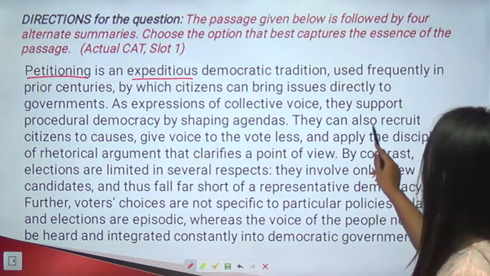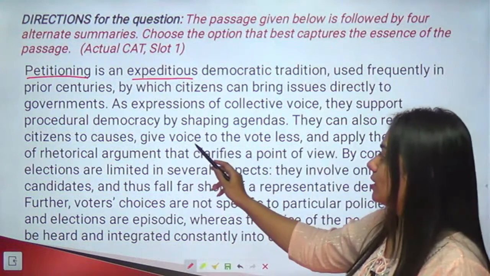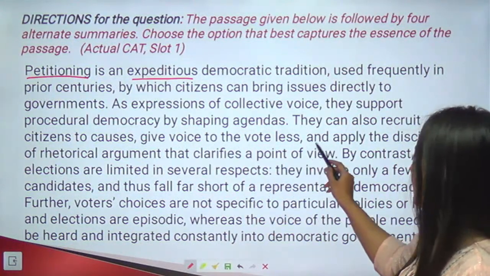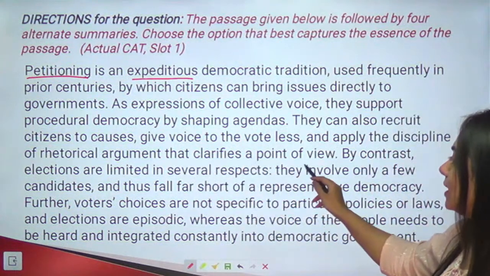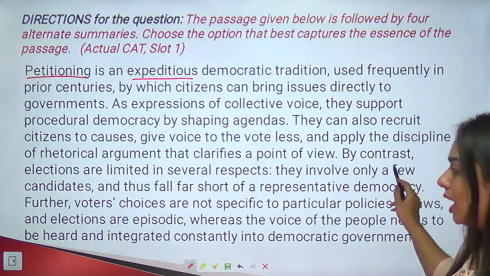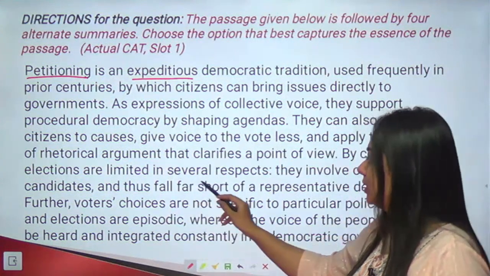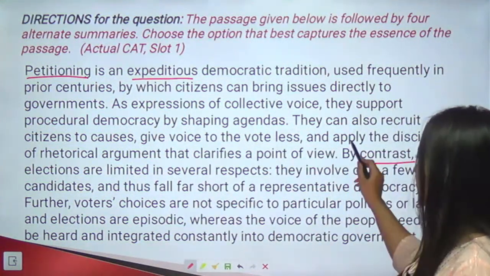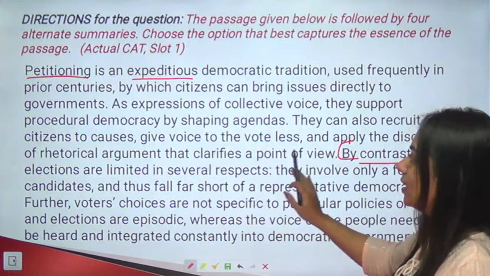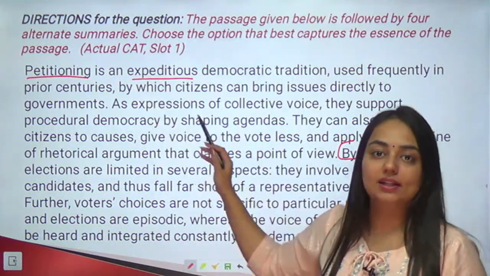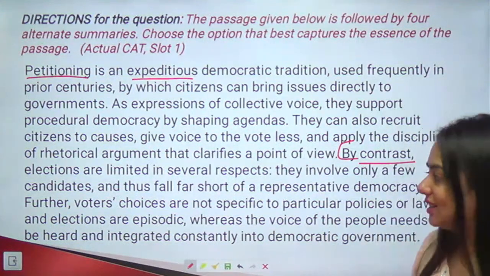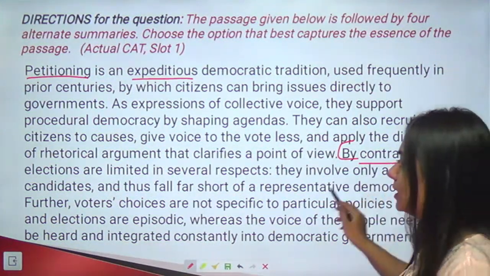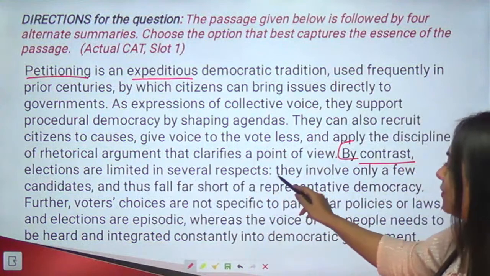So they can also recruit citizens to causes, give voice to the voteless, and apply the discipline of rhetorical argument that clarifies a point of view. By contrast, elections are eliminated. Now look at this, by contrast. So the first half discussed what petitioning is in a democratic country, or what it had been, or has been, we can say. And by contrast, elections are limited in several respects.